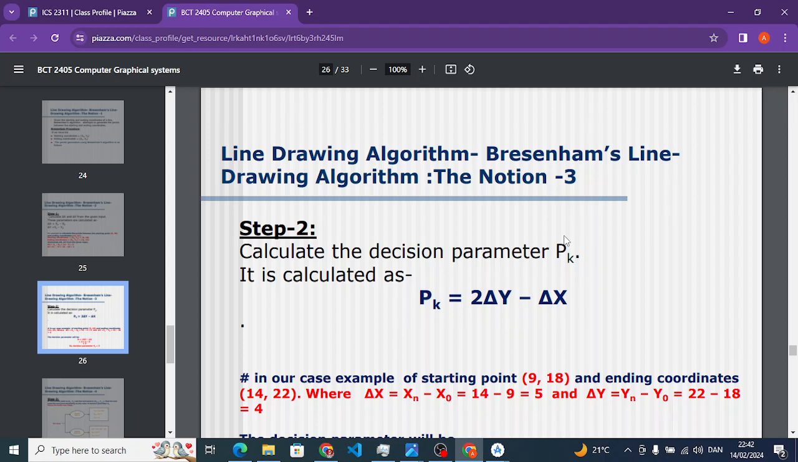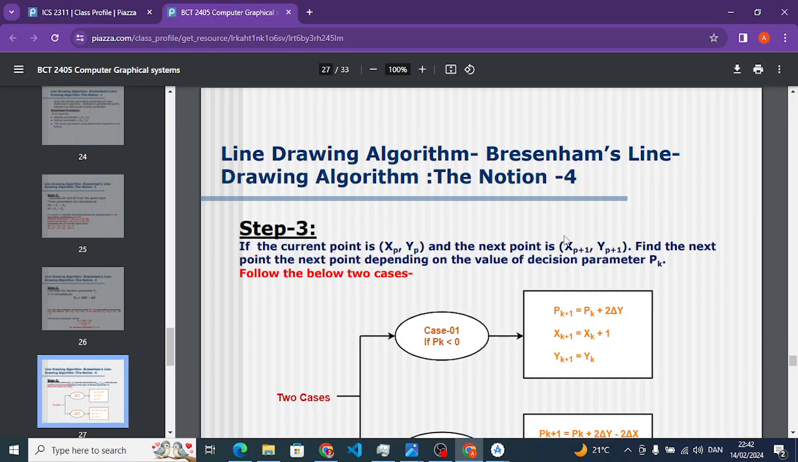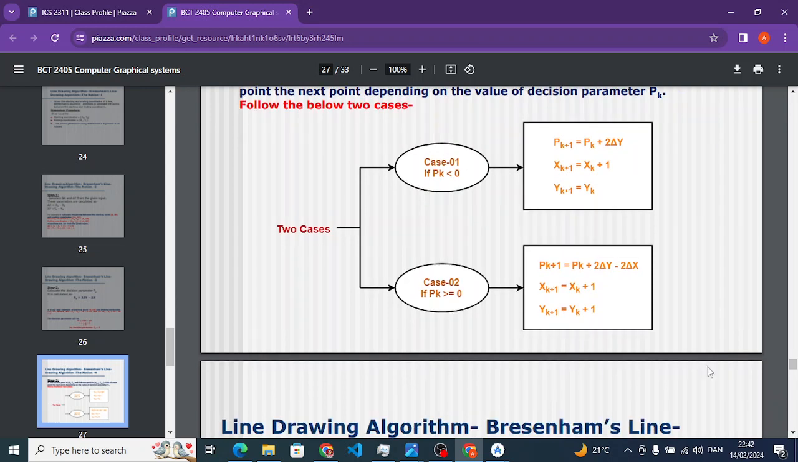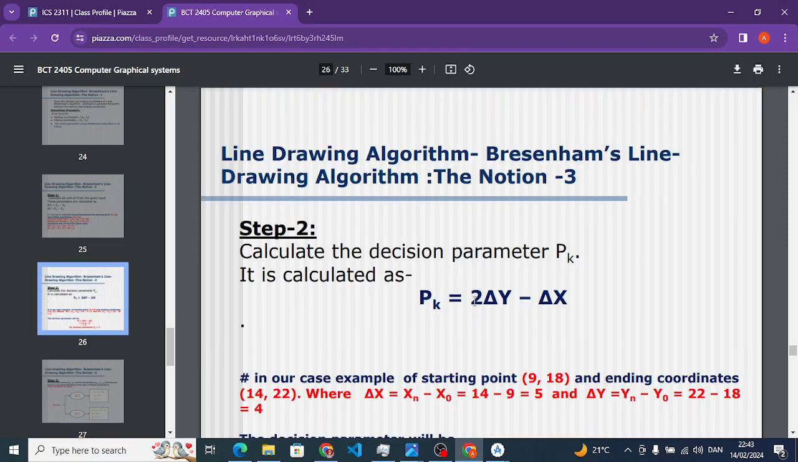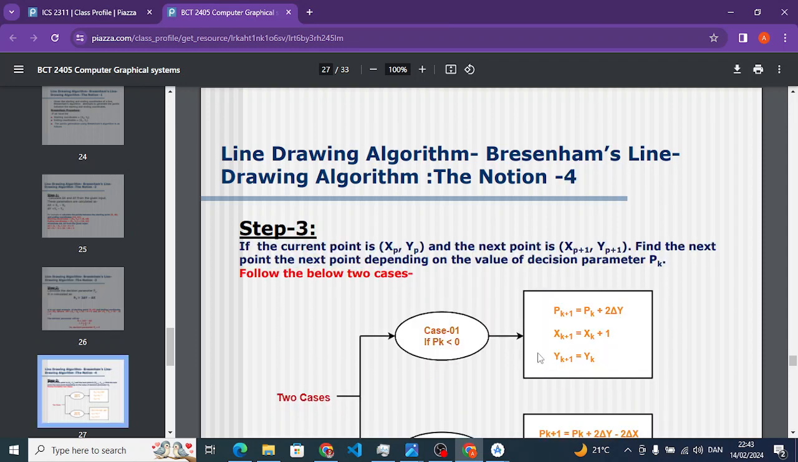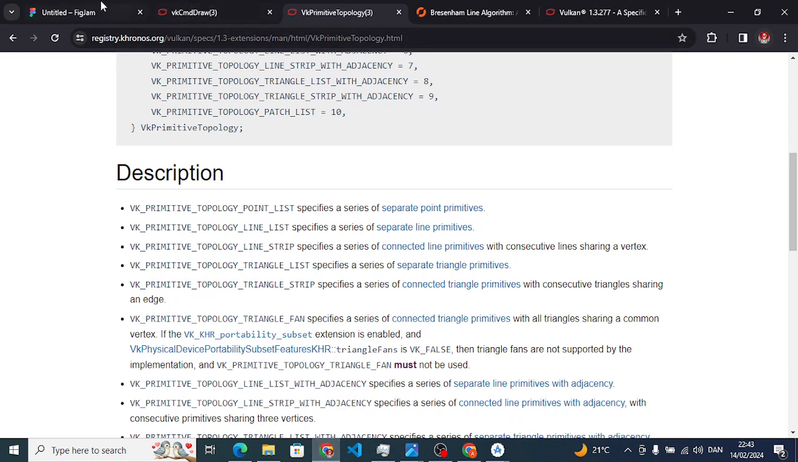The third step is deciding the decision parameters. Usually the decision parameter is either less than 0 or greater than or equal to 0, so there are two use cases. In the first one, where the decision variable is below 0, we only increment the x coordinate. In the other case, we increment both the next x and the next y. To calculate the decision variable, we usually take 2 times the change in y minus the change in x. You can follow up with this video. As you can see, I've already done it, and I was able to get these coordinates.